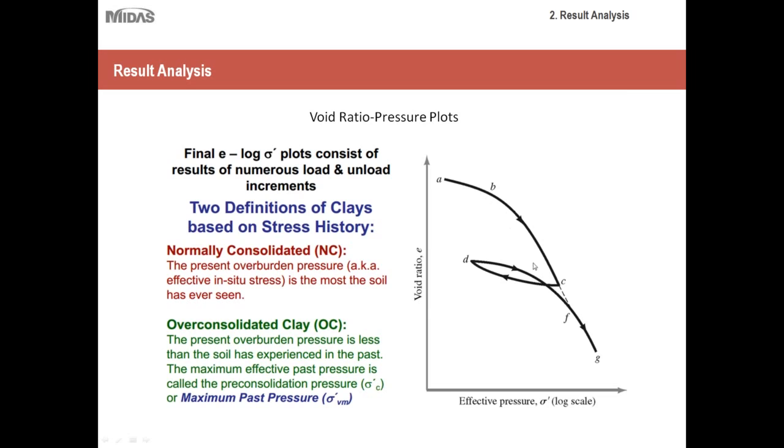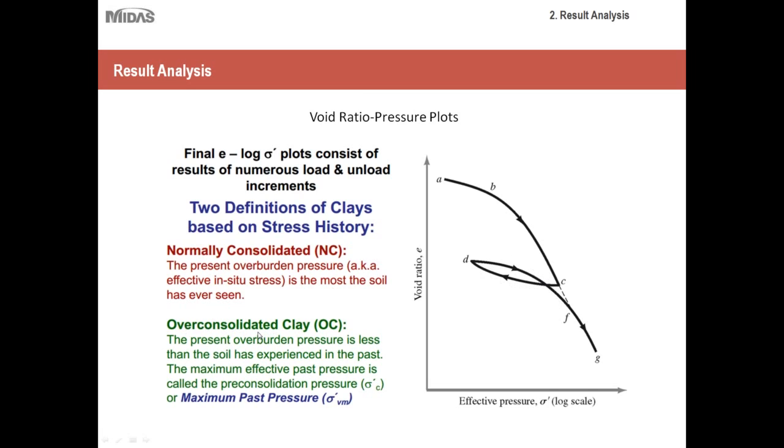There's a certain amount of loading. The clay gets unloaded. And during this period when the clay is unloaded, the void ratio goes back up again. The effective pressure naturally goes down when it's unloaded, and then you reload it again.